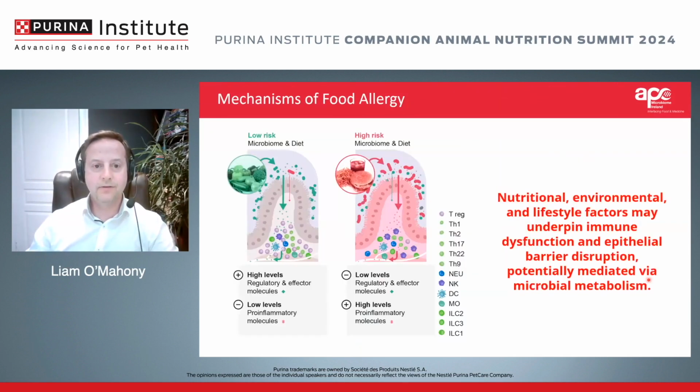So finally, to come back to food allergy and to summarize, the way we're thinking about food allergy is that there is a low-risk and a high-risk configuration that is largely determined by the microbiome composition, microbiome metabolism, and the diet of the individual. And so overall, we think that it's the nutritional, environmental, and lifestyle factors that really underpin the immune dysfunction and epithelial barrier disruption that you see in atopic dermatitis and in food allergy. And many of these effects, probably not all, but many, are mediated via microbial metabolism in the gut and on the skin.